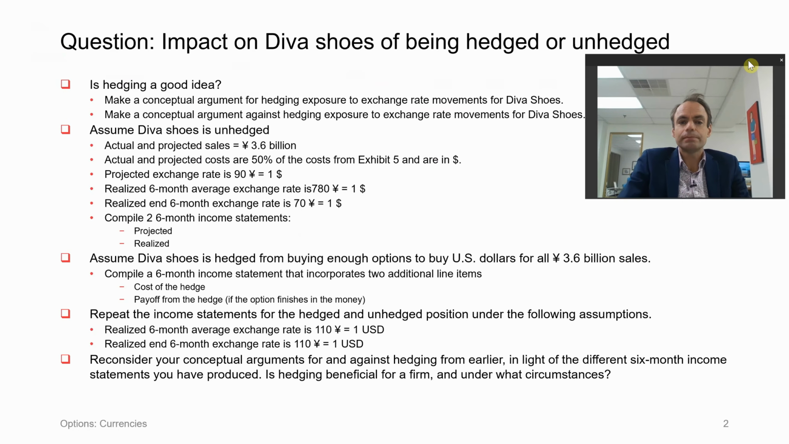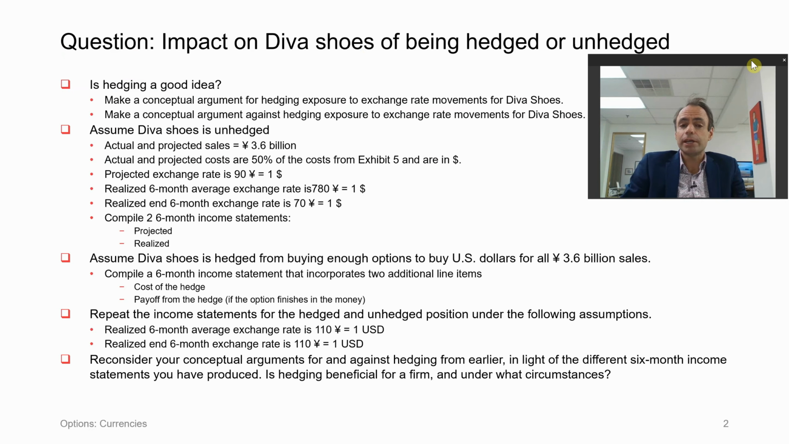And here's our situation. First of all, we want to discuss whether hedging is a good idea. We want to make a conceptual argument for hedging exposure to exchange rate movements for Diva Shoes and make a conceptual argument against hedging exposure to exchange rate movements for Diva Shoes. So the argument for hedging exposure, we have to say, is predicated on there being some concept of a market imperfection. The key point we emphasised with JetBlue was that in the absence of there being any market imperfection, volatility in cash flows and earnings doesn't matter.